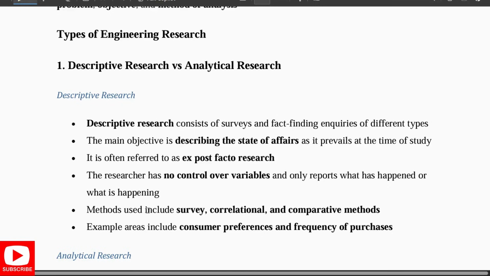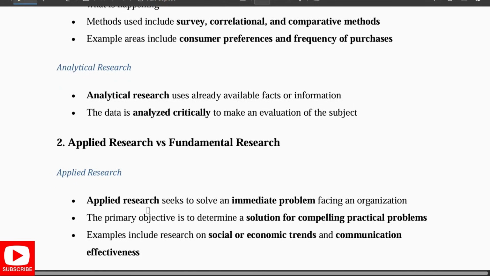examples of descriptive research. Coming to the analytical research, here the already available facts or information are used. Here the data is analyzed critically to make an evaluation of the subject.